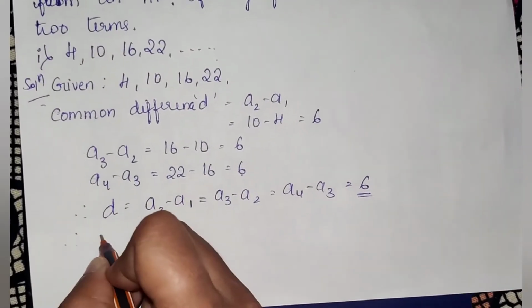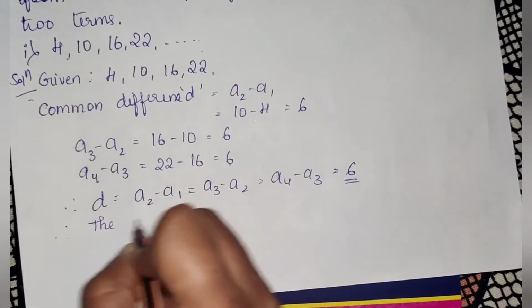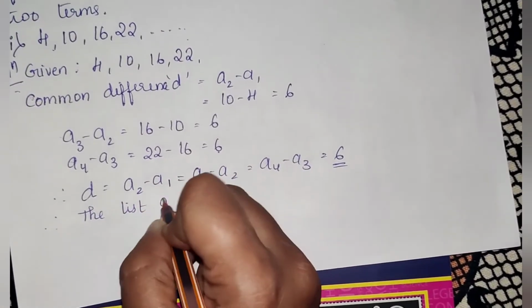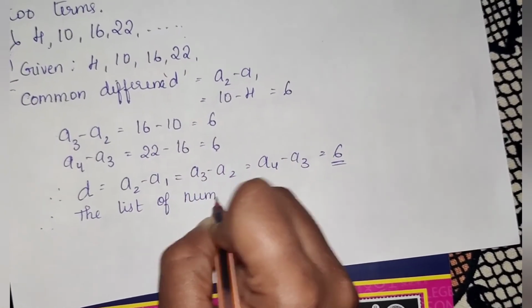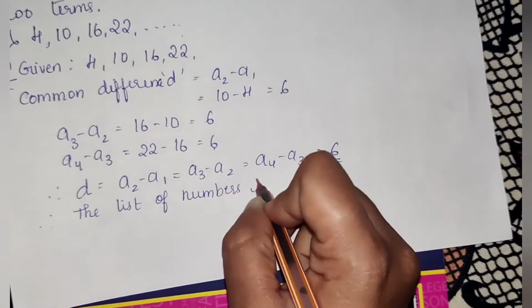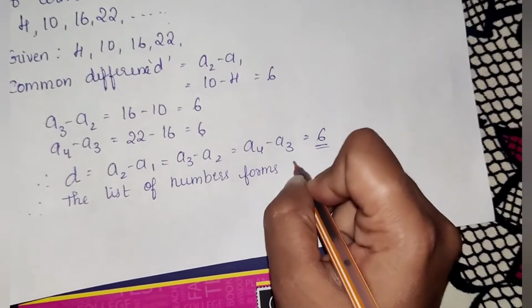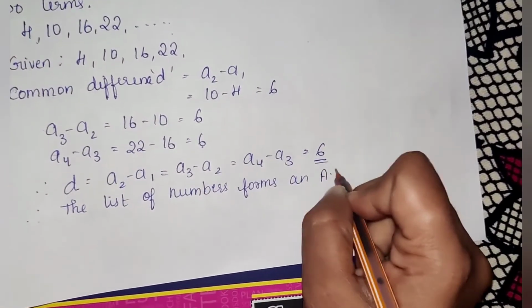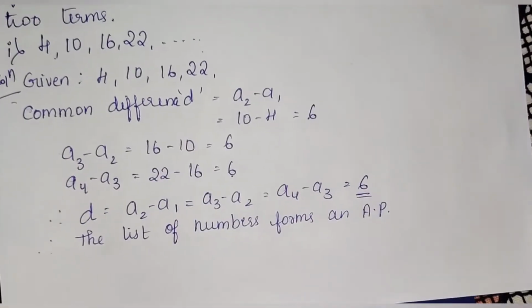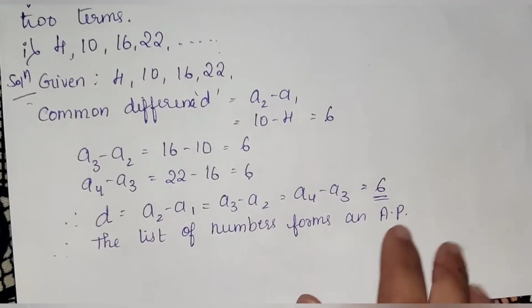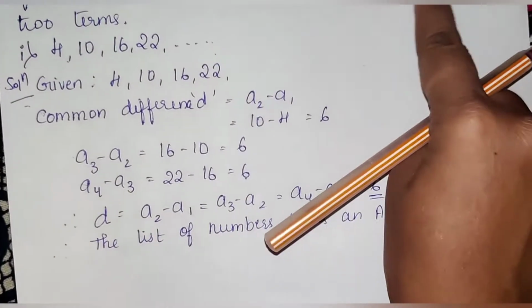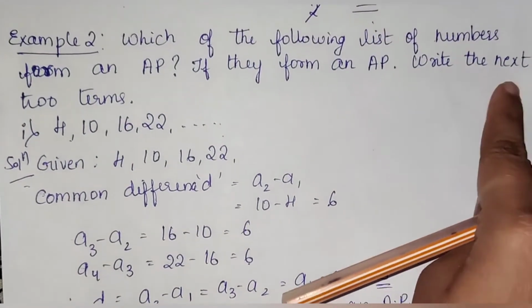Therefore, the list of numbers forms an AP. Got it? So the list of numbers forms an AP. So write the next two terms.